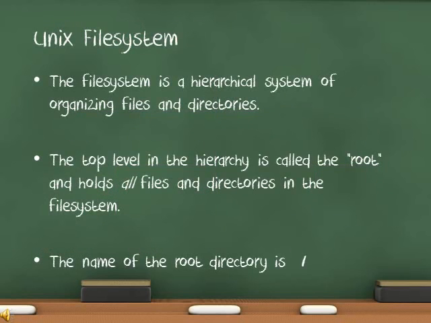Unix file system. The file system is a hierarchical system of organizing files and directories. The top level in the hierarchy is called the root and holds all files and directories in the file system. The name of the root directory is /.